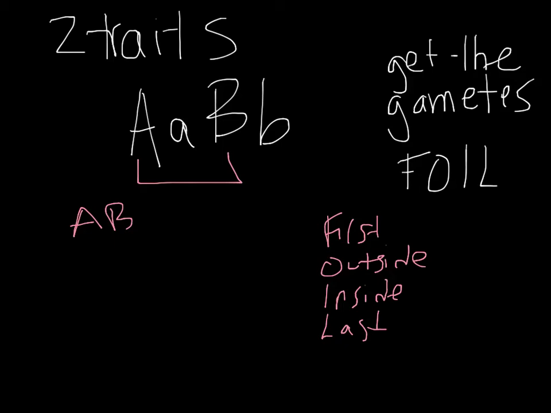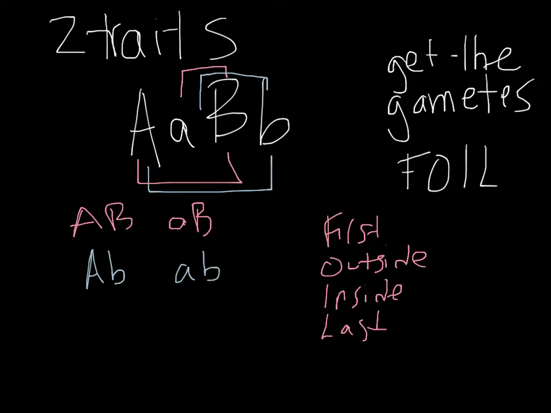We'll go ahead and do the outside. So our option is big A, little b. And if we go through the top, we have inside. So that would be a little a, big B. And lastly, our last option is the last. So that would be little a, little b. These are the 4 types of gametes that this organism can provide. So somebody who is heterozygous for 2 traits could create 4 different types of gametes.